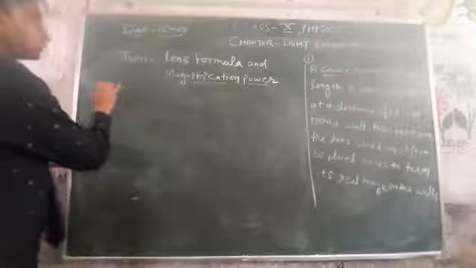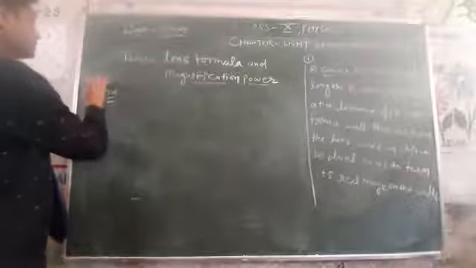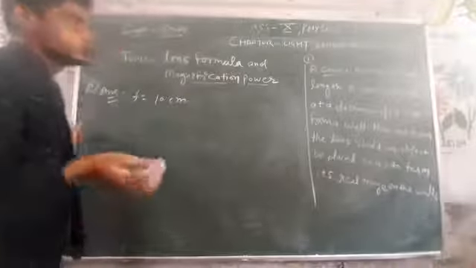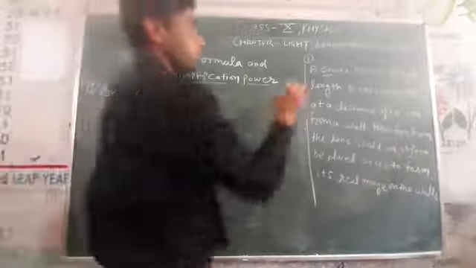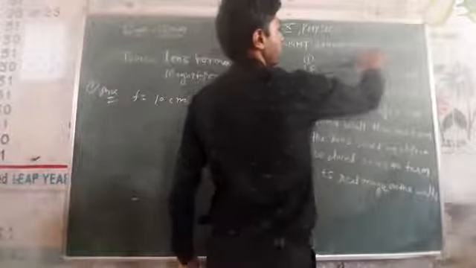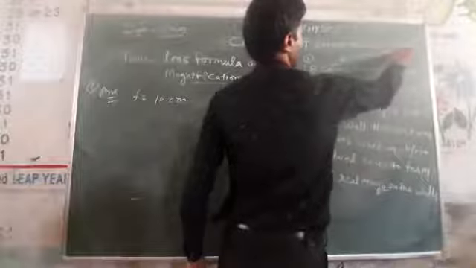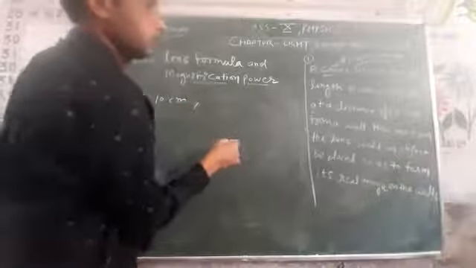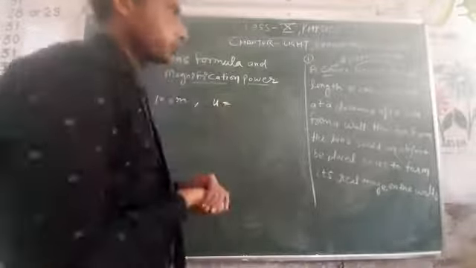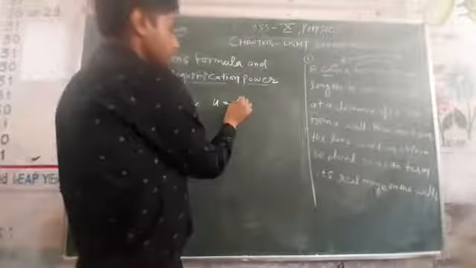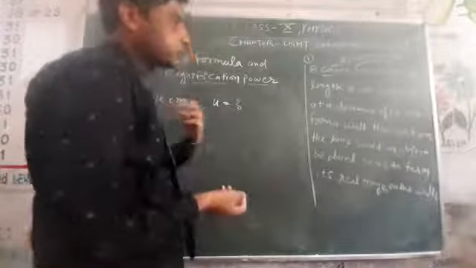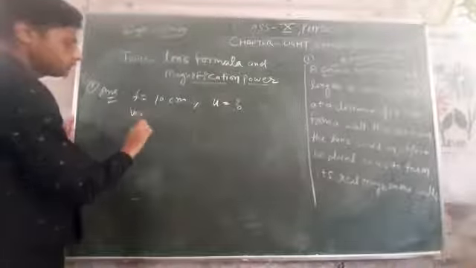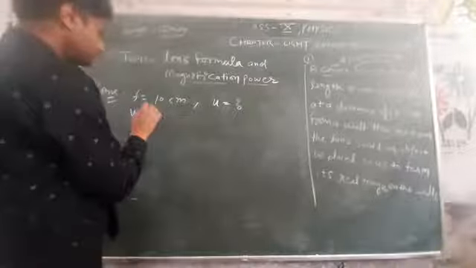So, answer of the given question: focal length f equals 10 cm. As you know, the focal length of a convex lens is positive. And the distance of object we have to find, and the distance of the ball, the ball behaves as a screen, so it means v equals 12 cm.